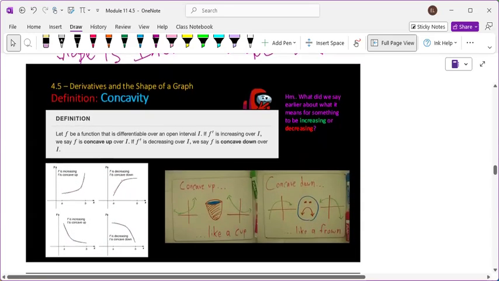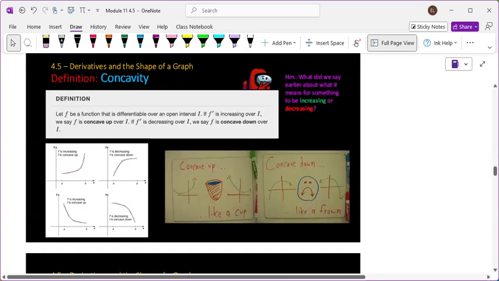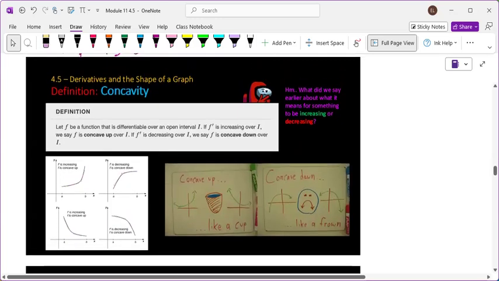All right, so let's look at our formal definition of concavity. If f prime is increasing over an interval, we say that f is concave up. If f prime is decreasing over the interval, we say f is concave down over I.